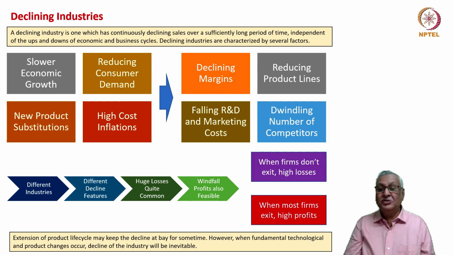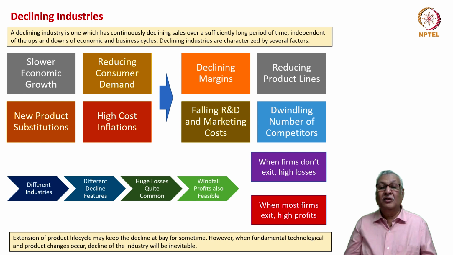When firms don't exit such a declining industry, there will be high losses. And when most firms exit, there will be high profits. So two extremes are possible in declining industries. That is, firms decide for themselves that it is irrelevant, impossible, and inappropriate to stay in that industry, therefore they exit, in which case the profitability of the declining industry would suddenly improve. On the other hand, if each firm has got some reason why it should stay in the industry, then there won't be any exit, there would be high losses.